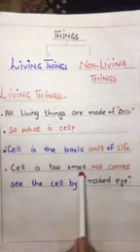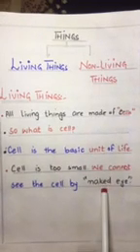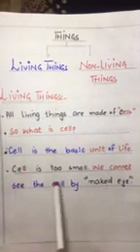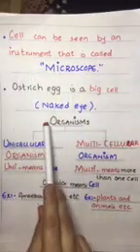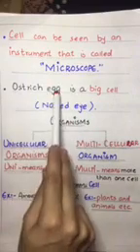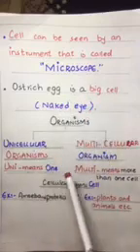Cells are too small, so we cannot see a cell with the naked eye. Naked eye means the human eye cannot see the cell. Why? Because it is too small. A cell can be seen with an instrument called a microscope. So which instrument can we see cells with? A microscope. But we can see one big cell with the naked eye. That cell is the ostrich egg. We can see the ostrich egg with the naked eye because it is a big cell.